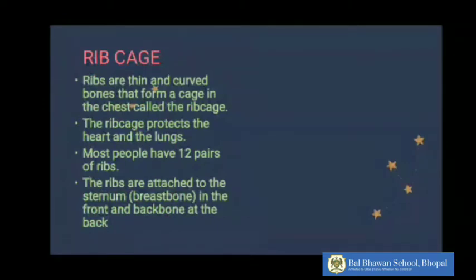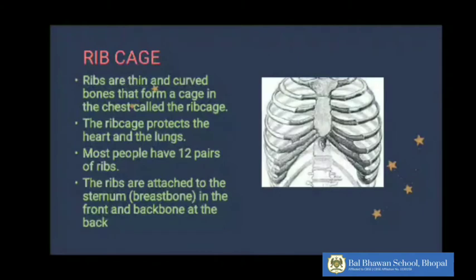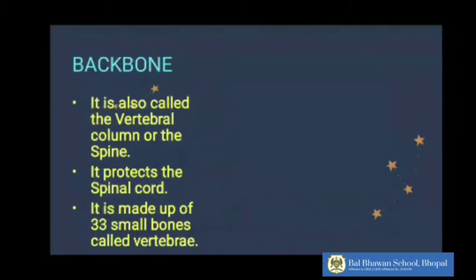Next is the rib cage. This rib cage is made by 12 pairs of curved bones. In front they are attached to the sternum or the breastbone and at the back they are connected to the backbone. There are 12 pairs of ribs. It means a total of 24 bones. And what do they protect? Yes, they protect the heart and the lungs. You can see this cage-like structure in this picture.